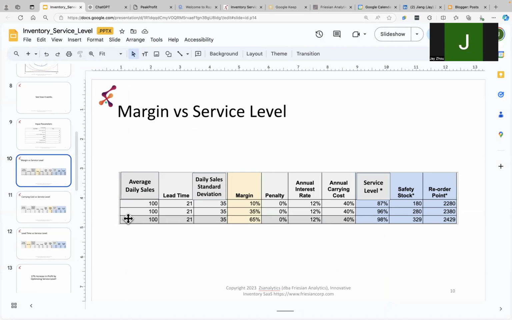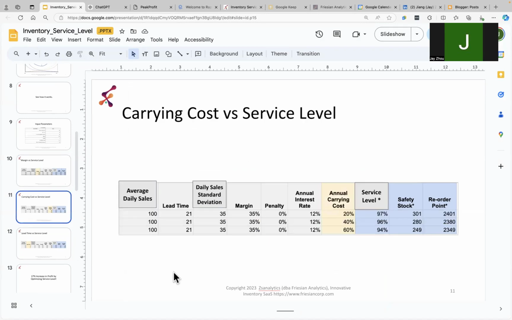It totally makes sense. Let's look at the impact of annual carrying cost, right? So everything else being the same, but it's more expensive to carry the bottom item, 60%, then the medium item is 40%, then the top item is 20%. We can imagine maybe it's something more perishable for the bottom, 60% carrying cost. For the top one, maybe something long-term value that holds well, so the carrying cost is low.